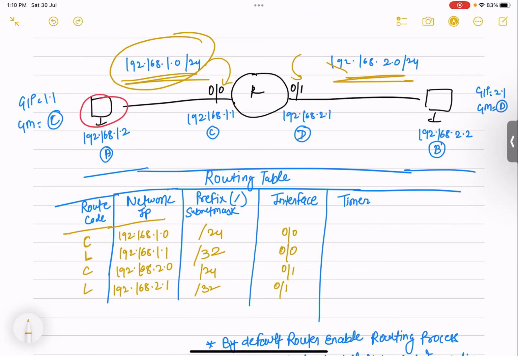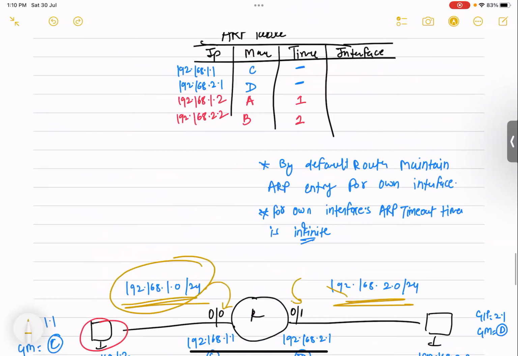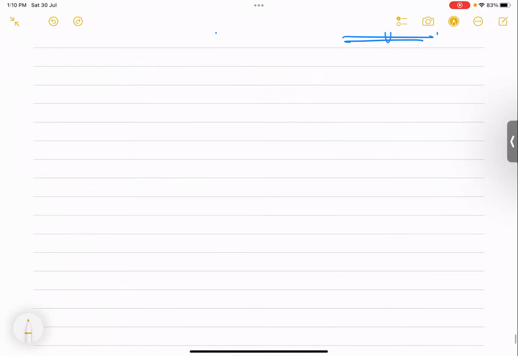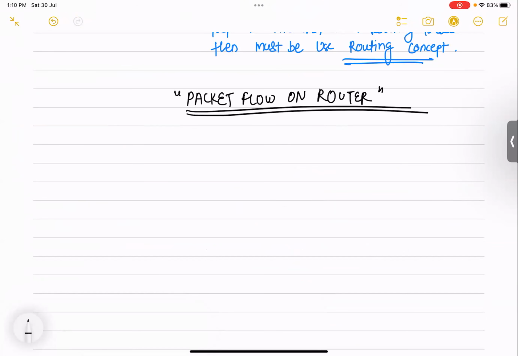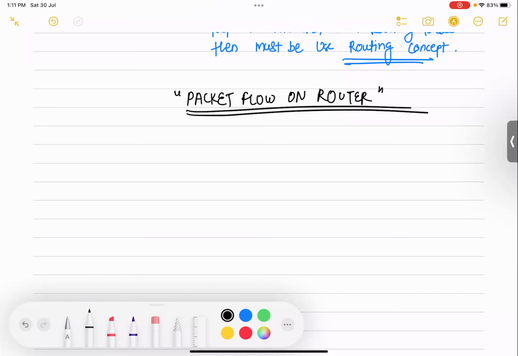Any doubt? No. Okay. Now the next thing. If the routing table is clear and the ARP table is clear, now we need to learn packet flow. Which topic? Packet flow. Clear? Give me 5 to 10 minutes, then I will come back and we start. Okay, sure, no problem.